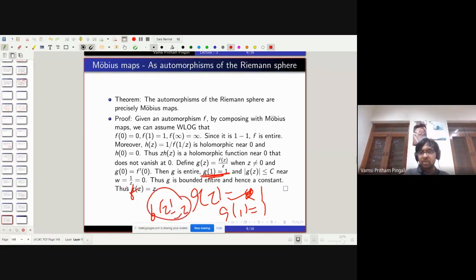That means any automorphism that takes these 3 points to these 3 points will have to be the identity map. That means every automorphism is a Mobius transformation.